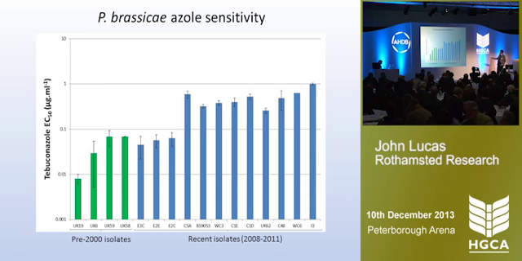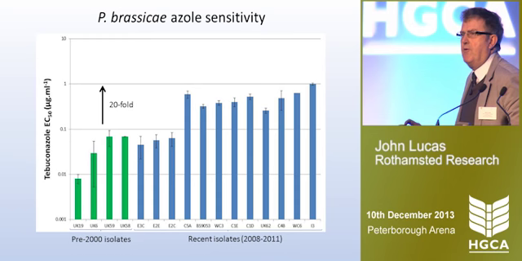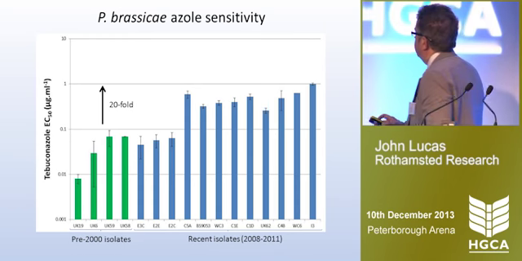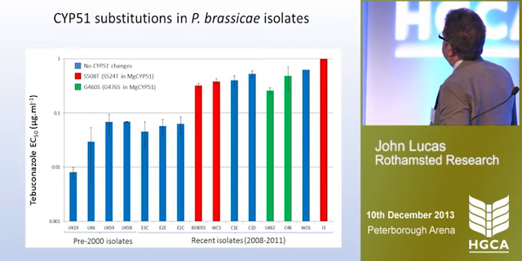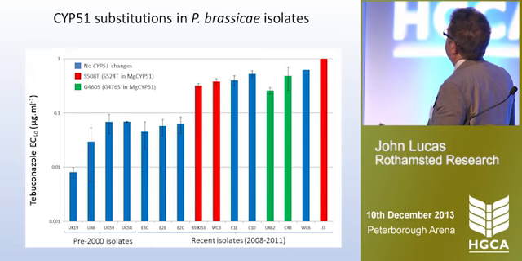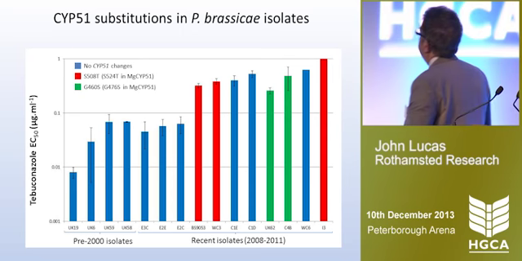So there was some drift pre-2000, but since 2000, this is 2008 to 2011, this has been changing a lot more. So again, as with Septoria, we're seeing a drift in the population. And in actual fact, if you calculate that, that's about a 20-fold difference in sensitivity. So there's something going on which obviously is changing the sensitivity of the population. Well, once again, we had a look at the target site protein. It's the same target in this fungus as it is in all others.